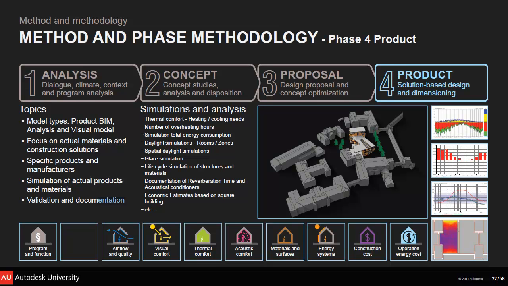Now focusing on materials, choosing the specific products and manufacturers we want to implement, and look a lot more into integrating active systems and looking at thermal comfort, simulation of total energy consumption using more specialized simulations like VIP Energy, the IES, or here in Denmark the BE10, for doing really the validation of the final energy demand of our building.